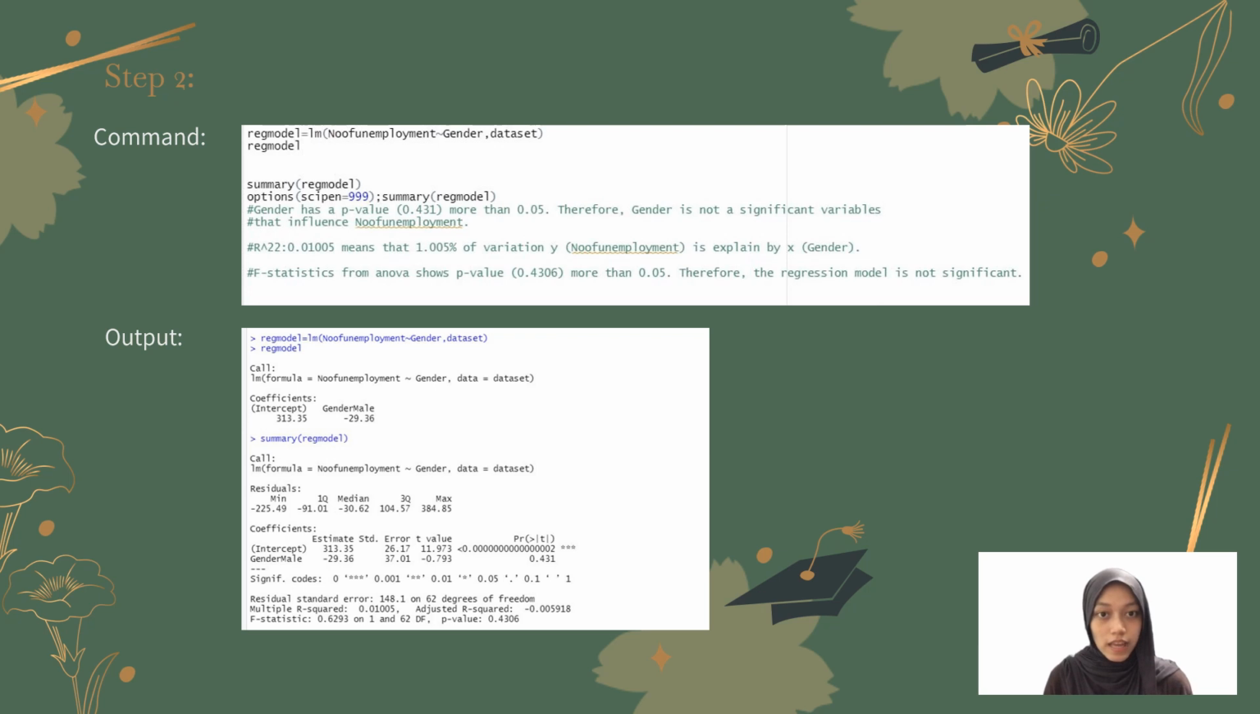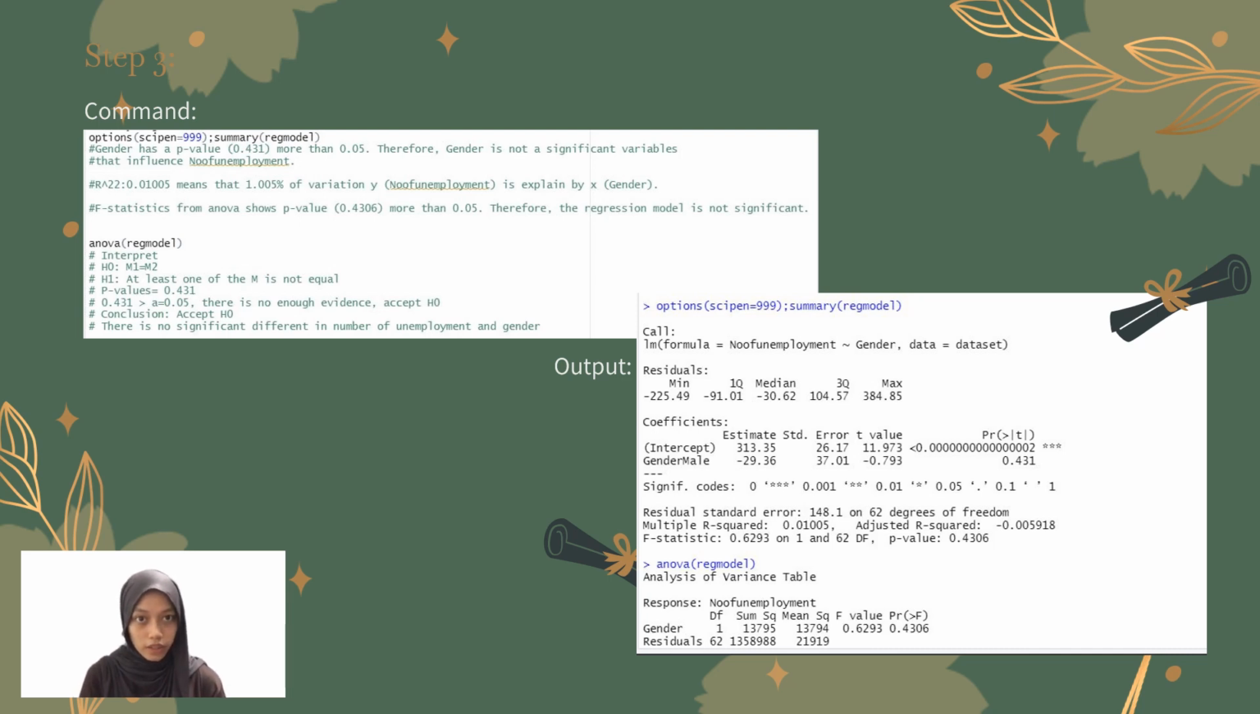Last but not least, the F statistic from ANOVA shows that the p-value 0.4306 is more than 0.05. Therefore, the regression model is not significant. We proceed to the command anova, open bracket, rig model, end bracket.